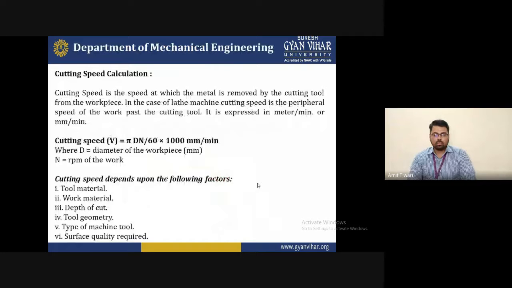Now the cutting speed calculation. Cutting speed is the speed at which the metal is removed by the cutting tool from the workpiece. In the case of a lathe machine, cutting speed is the principal speed of the work past the cutting tool. It is expressed in meters per minute or mm per minute. Basically, the cutting speed is calculated by the formula V = πdN / (60 × 1000), where d is the diameter of the workpiece in mm and N is the RPM of the workpiece in revolutions per minute.